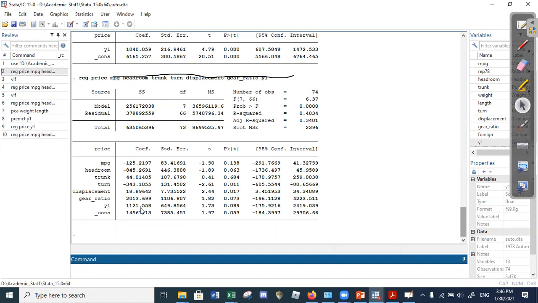1121.558, right? So technically it says that for a unit increase in y1, the price of a car increases by $1121. But for example, when you say when y1 increases by 1 unit, so what is actually y1? So if you can give a proper name to y1, right, then interpretation becomes easier. Otherwise, sometimes there is a problem of interpretation associated with this newly created variable.